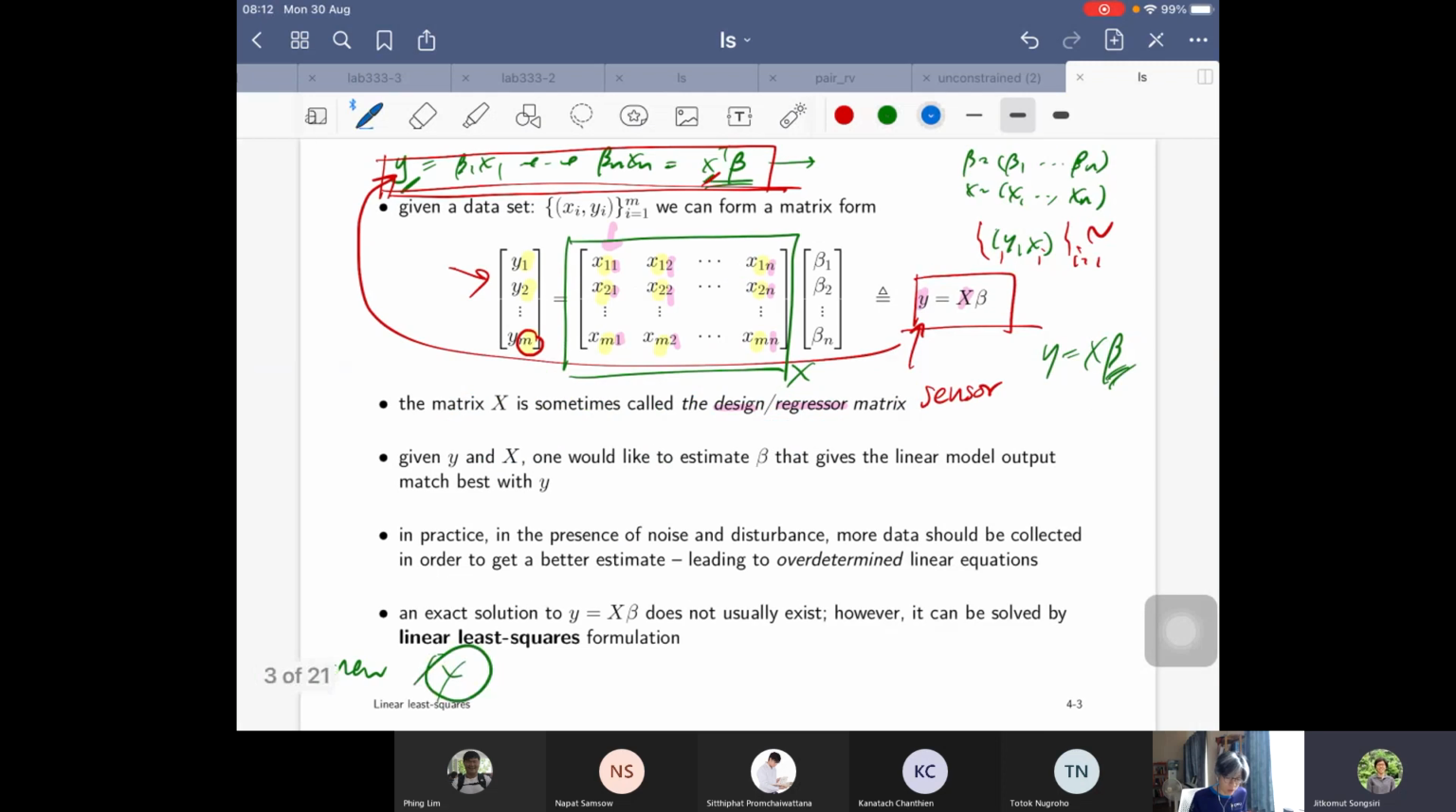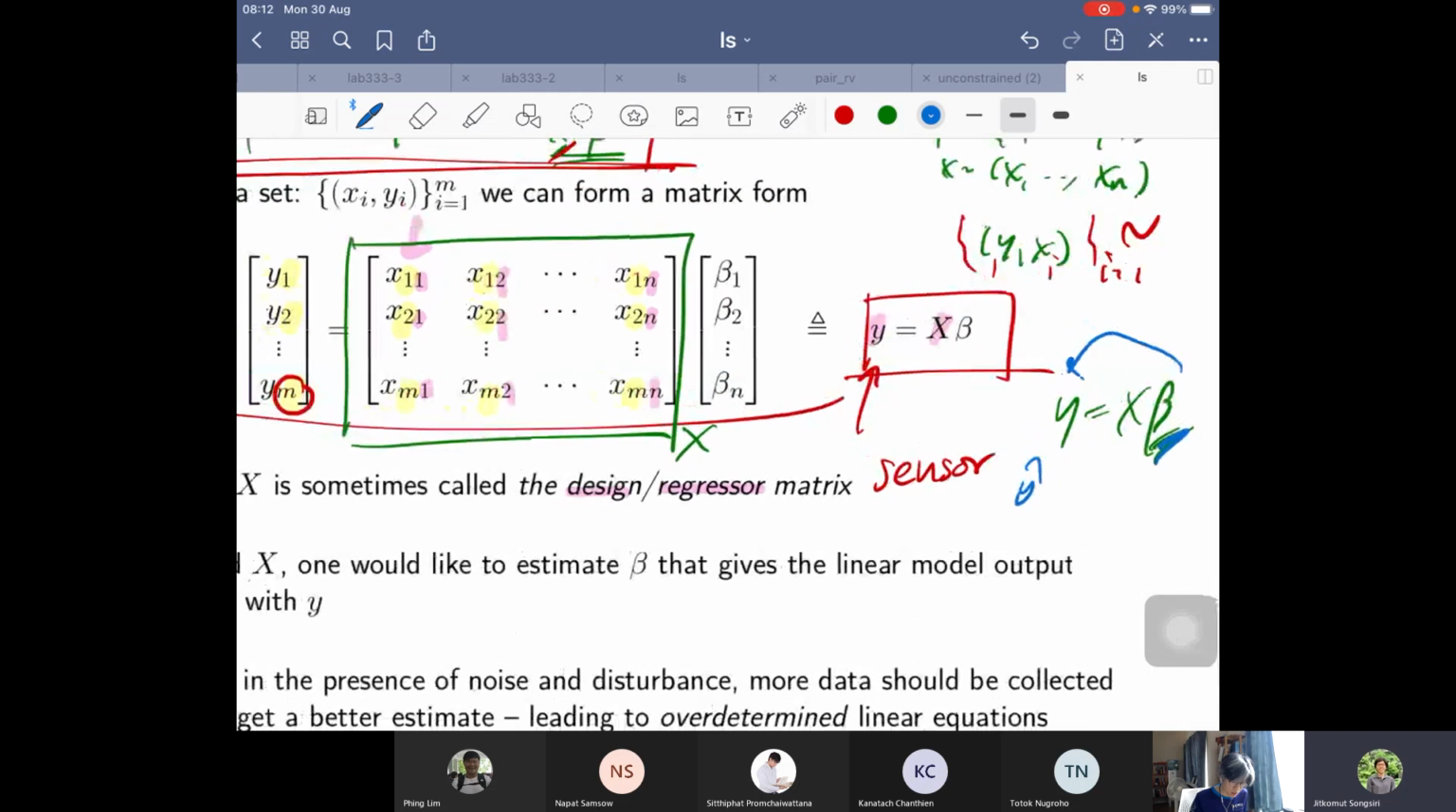Okay, so the whole point is to estimate beta, because when you get beta, you can get an estimate of y. Then you'd see that here is a linear equation.